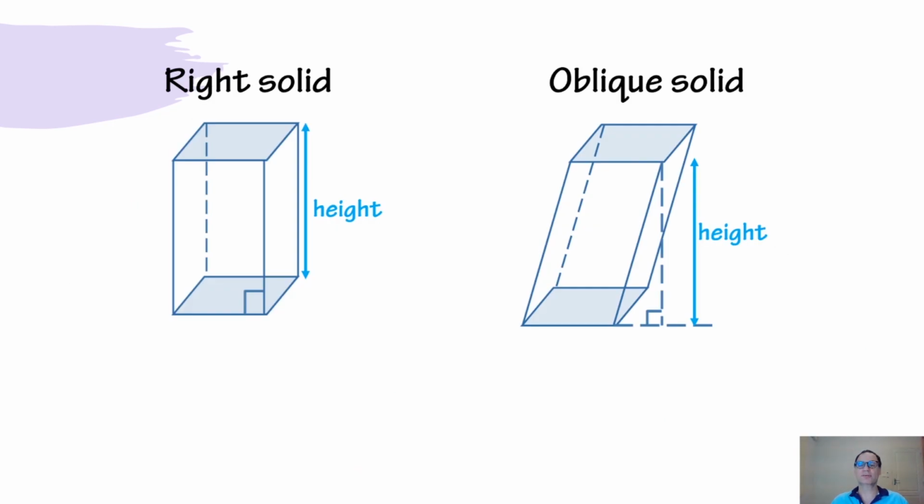These are two different kinds of solids. The one you're most likely to deal with in this course is a right solid. The other kind is an oblique solid. Can you see the difference between them?